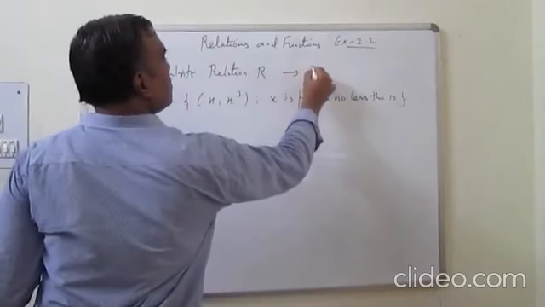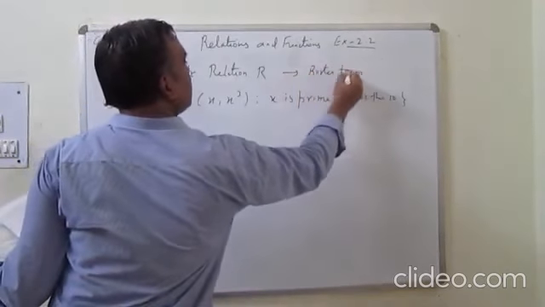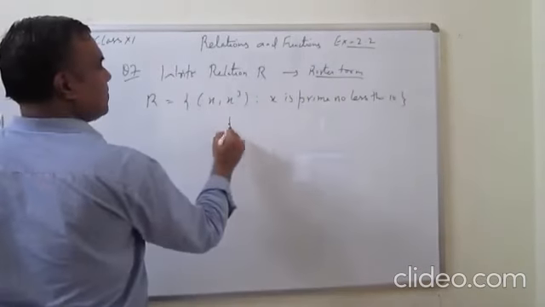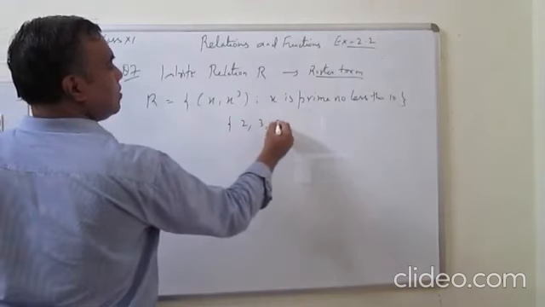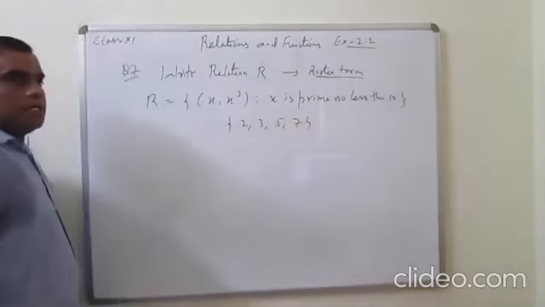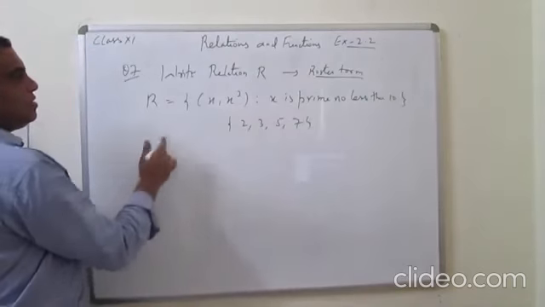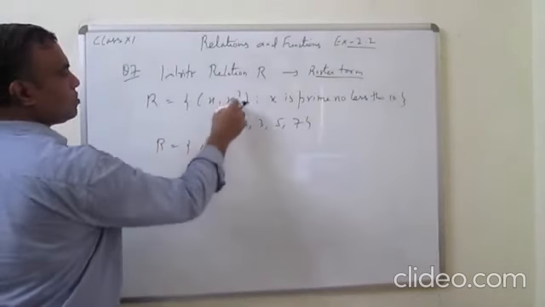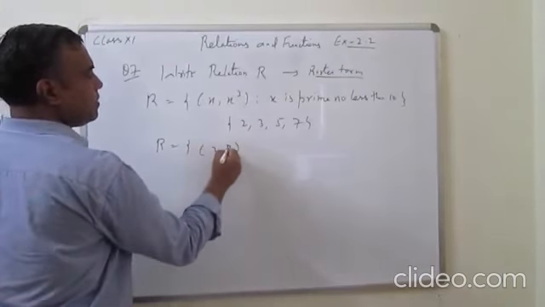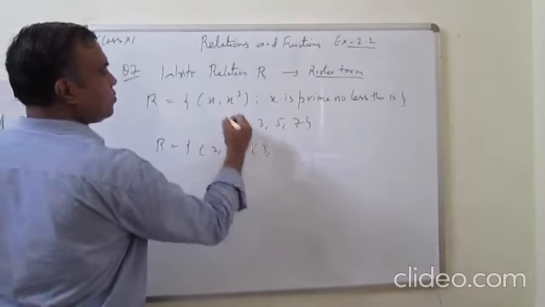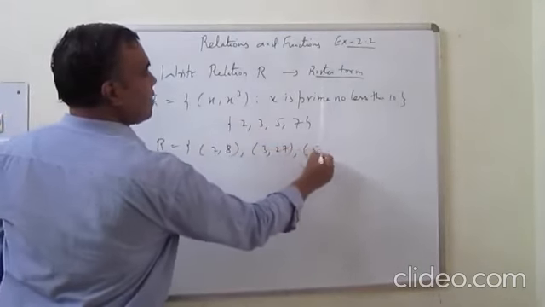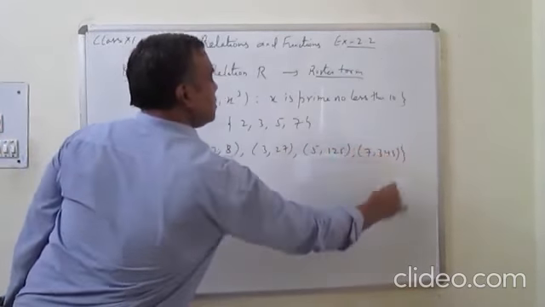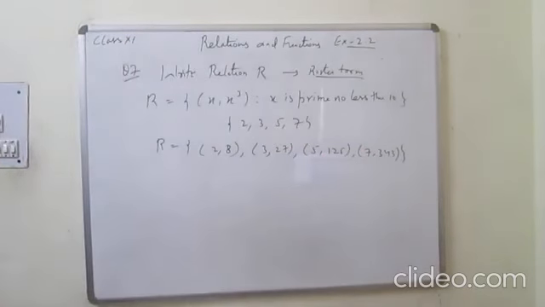In which form do we have to write? You have to write in roster form. So what is x? A prime number less than 10. Which are the prime numbers? 2, 3, 5, 7. These are the prime numbers less than 10. So what will the relation be? If I take x equal to 2, the second element will be 8. If I take x equal to 3, 3 cube is 27, 5 cube is 125, 7 cube is 343. So this is the roster form.